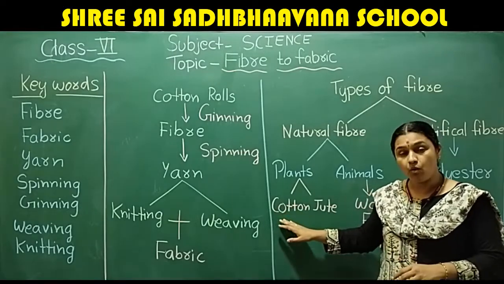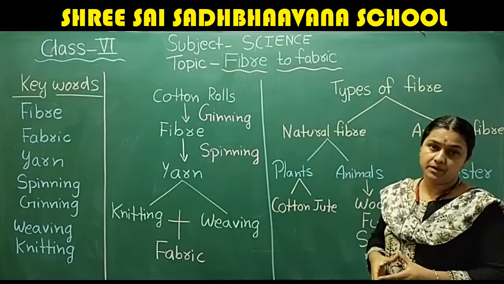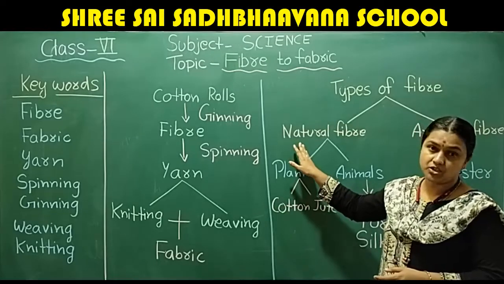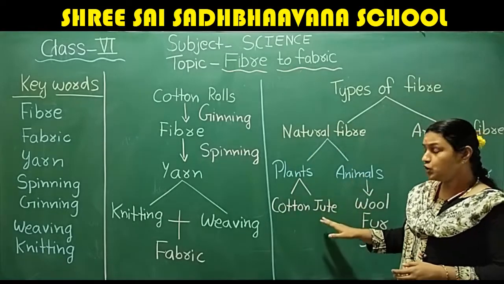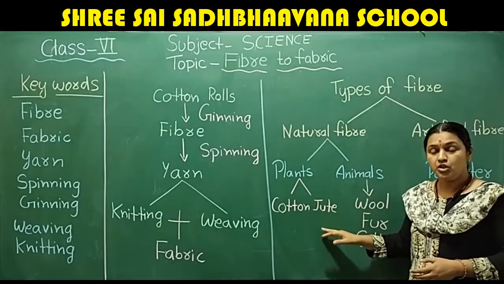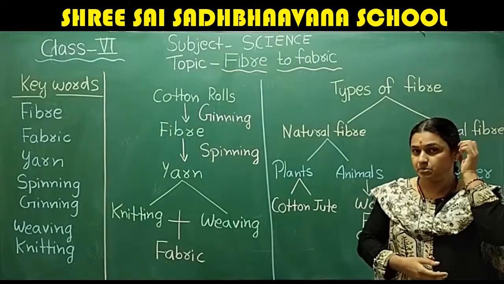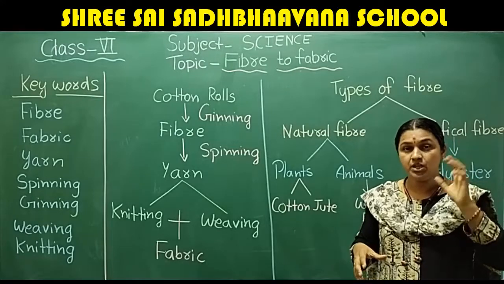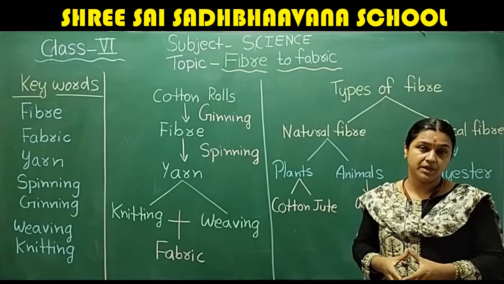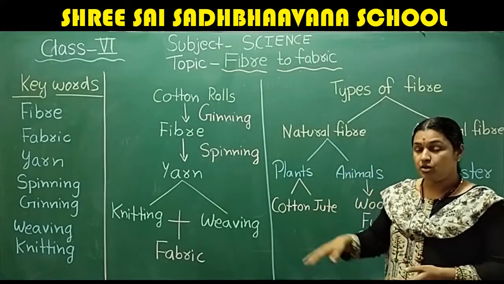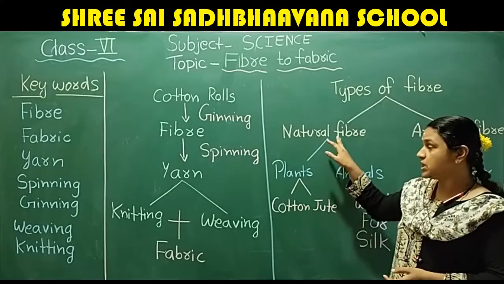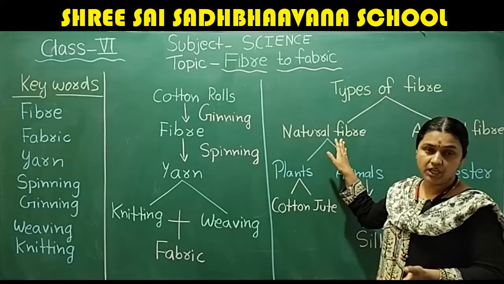Likewise, cotton is also used to make fiber, and this belongs to the natural fibers. You then have jute. You have seen many things made from jute. You have mats, and many wall hangings are made. Also, jute is used as a fiber to make fabric.